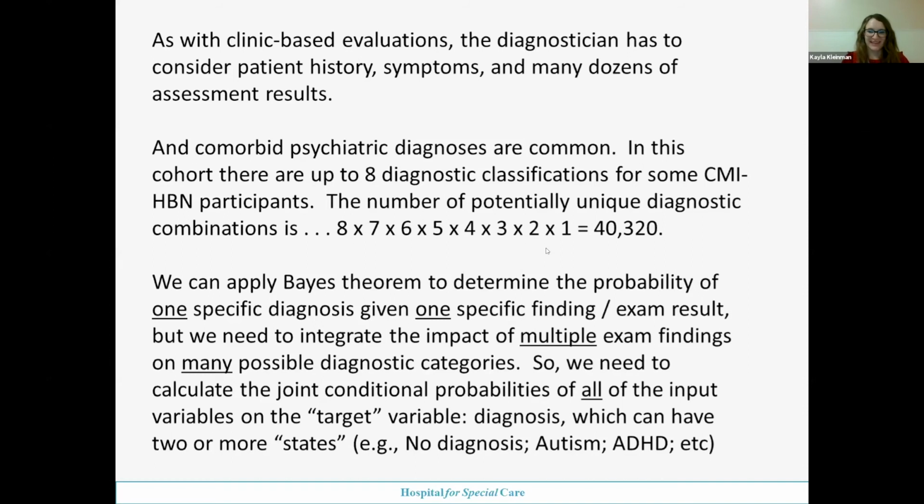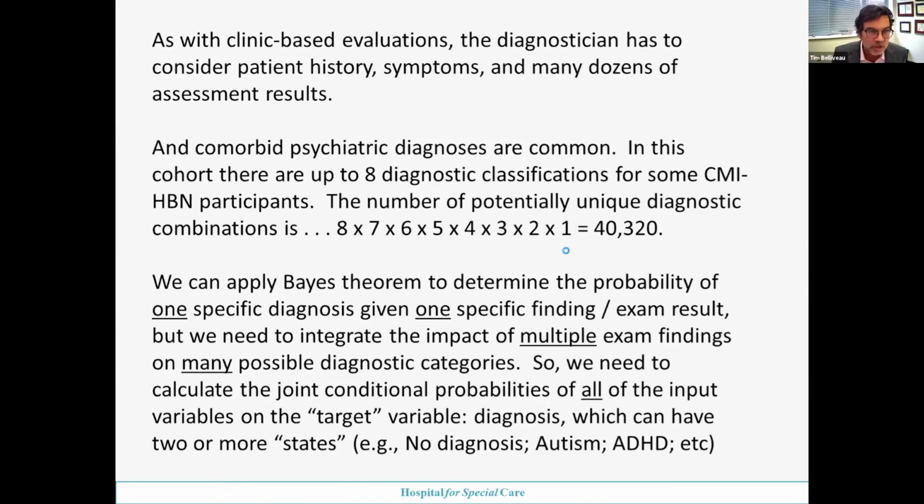to a conclusion. And we know that comorbid psychiatric diagnoses are common in the Healthy Brain Network data set. Individuals can have up to 8 diagnostic classifications. So that means that the number of potentially unique diagnostic combinations is 8 factorial, which is over 40,000. So in some of the previous examples we've been showing, we've been looking at the probability for one specific diagnosis, like ADHD, given one specific test result like the Connors. But now we're trying to integrate the impact of multiple exam findings on many possible diagnostic categories.